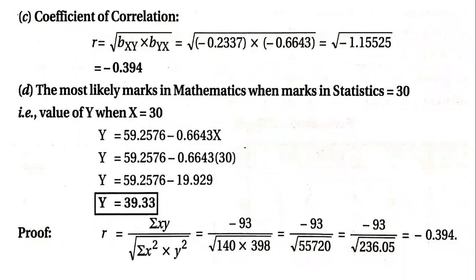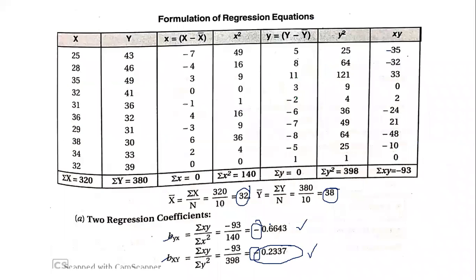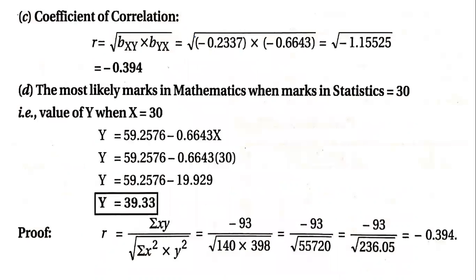Now, let us go back to the question, the last question D. The most likely marks in mathematics when marks of statistics are known. So we know what X is, and we are supposed to find Y. When we know X and have to find Y, we consider the Y on X equation. So the Y on X equation is considered here.